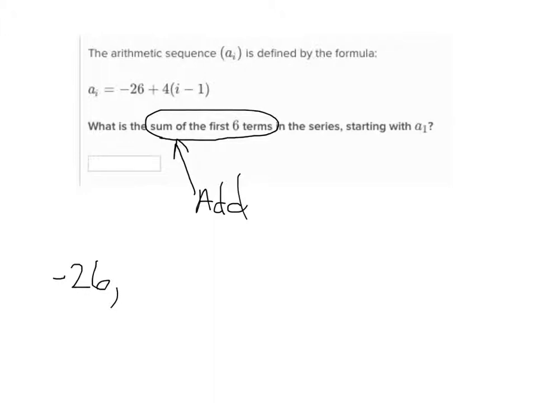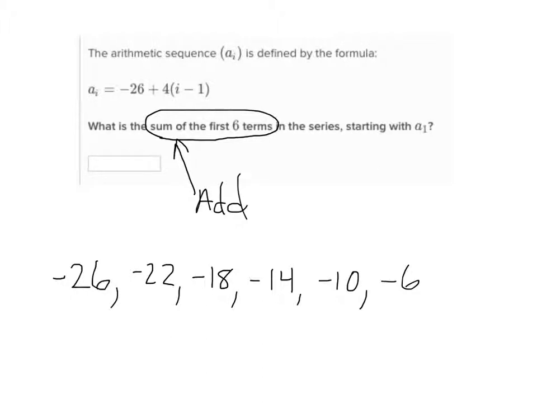Let's calculate the second one. 2 minus 1 is 1, times 4 is 4. 4 plus -26 is -22. Now I can see it's going up 4 each time. So if I add 4 to it again, I'll get -18. If I add 4 to it again, I'll get -14, then -10, and then -6. So there are the first 6 terms of my sequence.